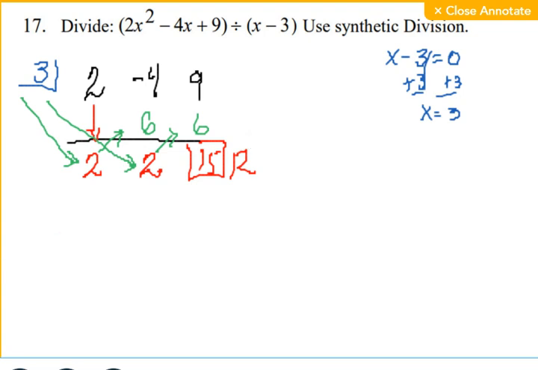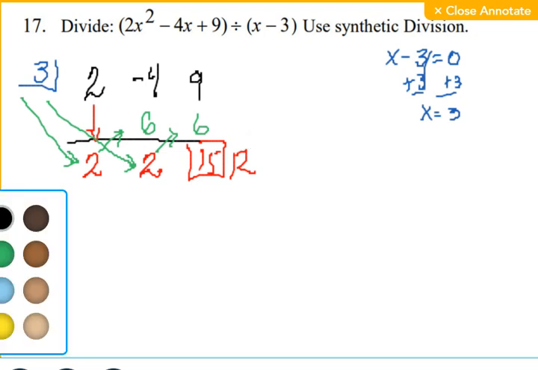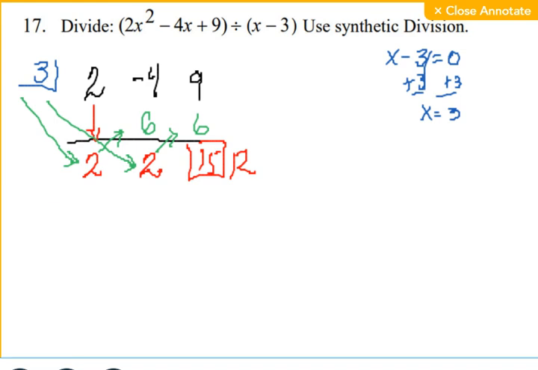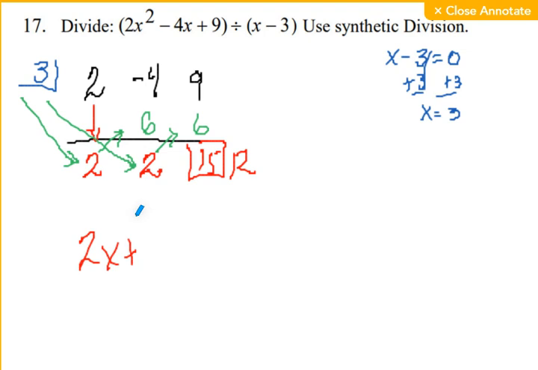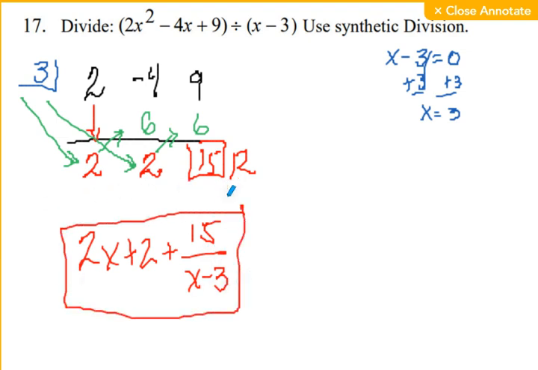So what would be our answer? Share with your neighbor, what would be your answer for that one? All right, I think Alex got this. Go, Alex. 2x plus 2. Let's go. Oh, yeah, we got this.